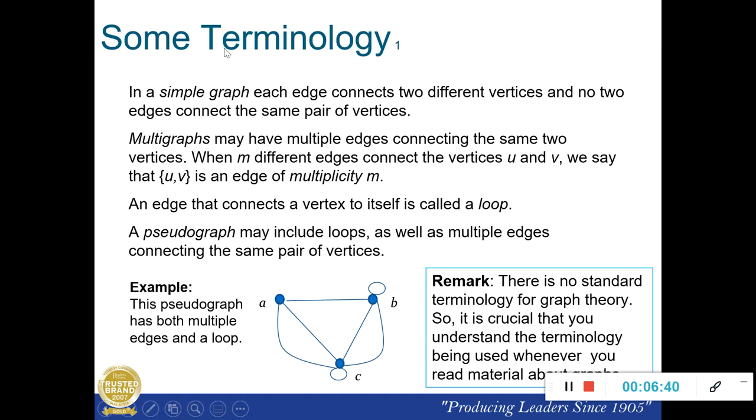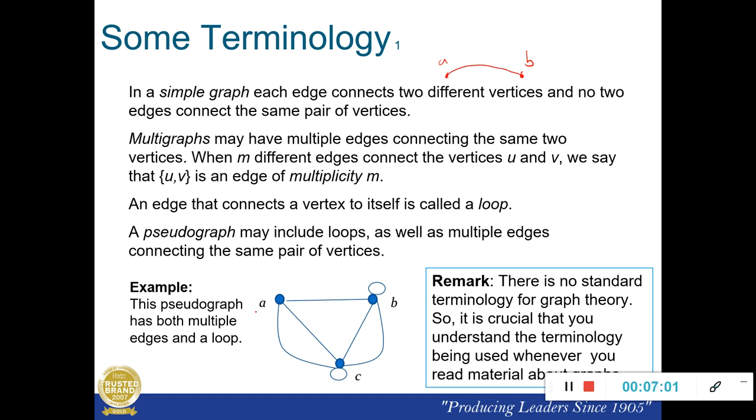So in a simple graph, each edge connects two different vertices and no two edges connect the same pair of vertices. So you have your A and you have your B. So you only have A and B.